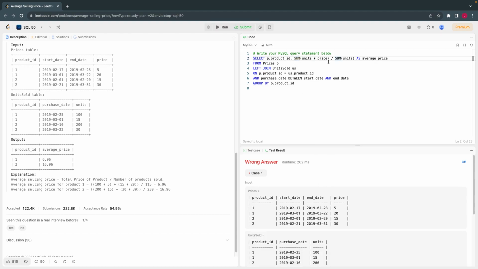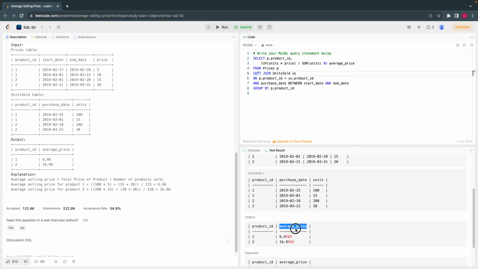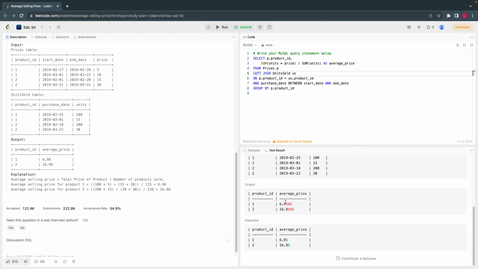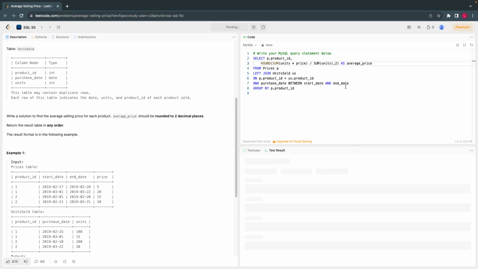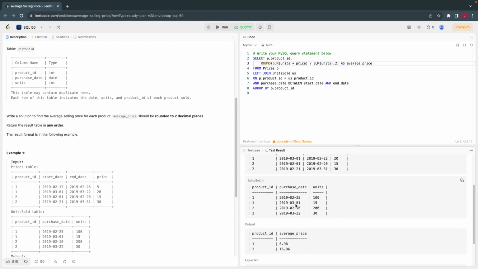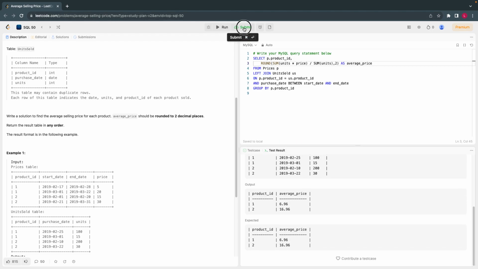So let's see what I get. All right, what is that value I have? I am getting what is needed. They are also, I think, asking us to round to decimal, so let me round this. All right, I think we're almost there. This got accepted. Let's submit.